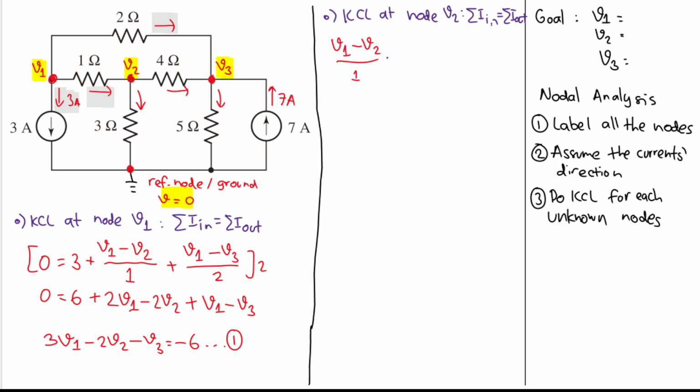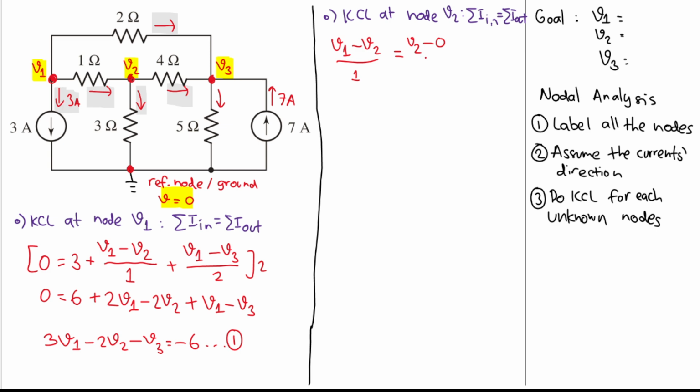Good. And now what else? No other current goes into V2, right? All the other currents, this one and that one, will go out. Okay, let's start from this one here. I will have V2, where the current comes from, and then minus 0, that is where the current goes to.